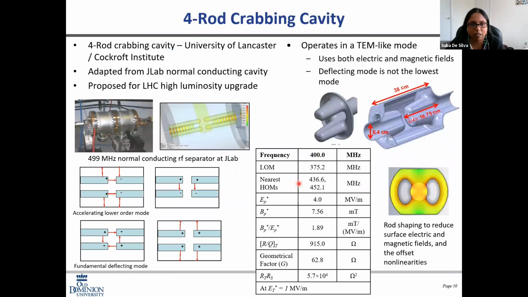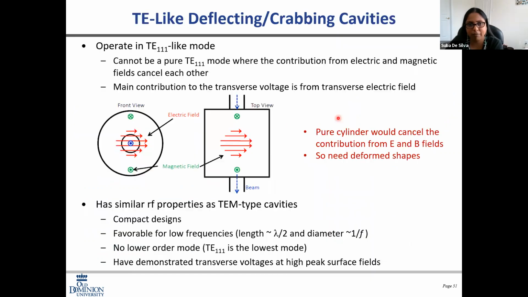These cavities are not used in a machine at the moment as a crabbing cavity, but this is the normal conducting TEM type cavity, which is a copper cavity used as a deflecting cavity at JLab at 500 megahertz. They also have a 750 megahertz cavity that's currently used in the machine. There was another superconducting version designed for LHC, a 400 megahertz cavity. It also performed well when it was prototyped, but it's not implemented in a machine.